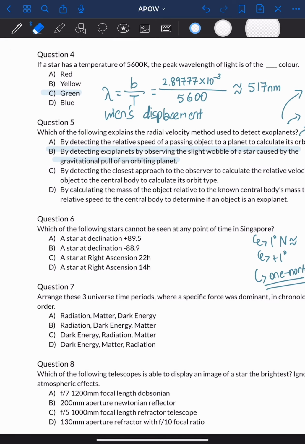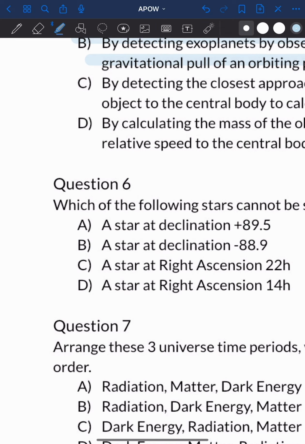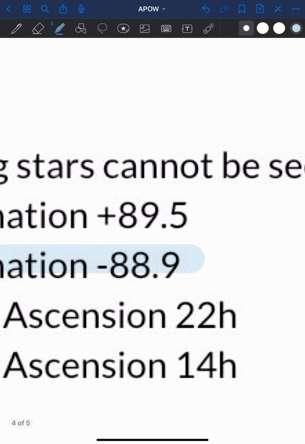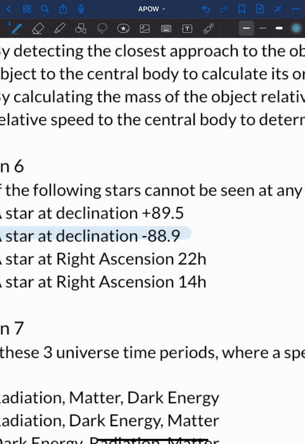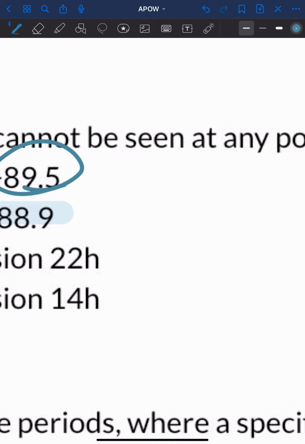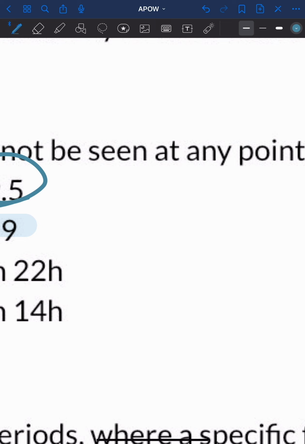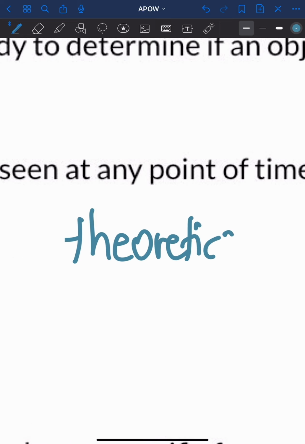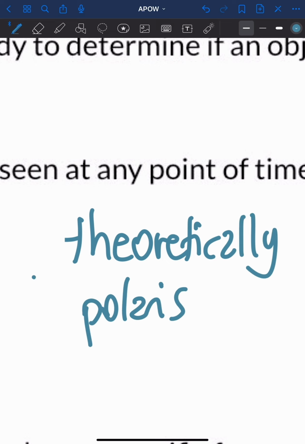And it's also because we're 1 degree north that the correct answer here is actually B, because the other one is too far south. Unfortunately. Yes, we can actually see a star with this high declination, even though 89.5 is objectively larger than 88.9. In fact, theoretically, you can see Polaris. Really theoretically.